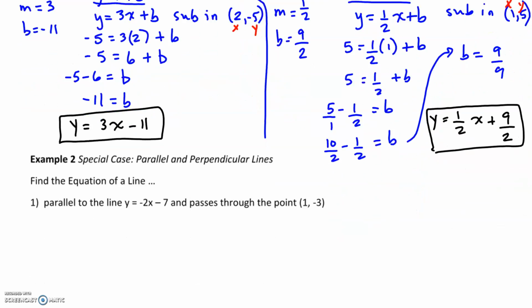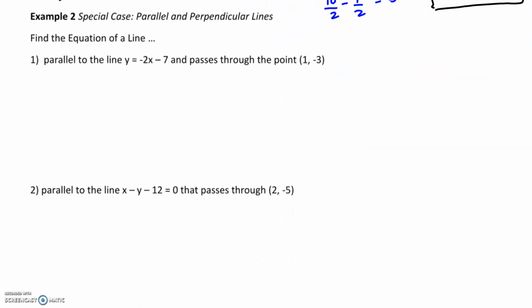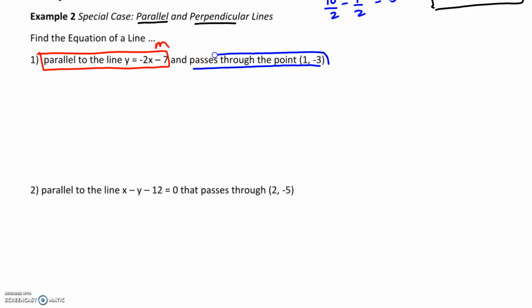So in example 2, the information to make the equation of the line is a little bit different. The slope is no longer given to us, but we still have a point given to us. So these are special cases that have to do with parallel and perpendicular lines. So we're still finding the equation of a line, and this time my line is parallel to the line y equals -2x minus 7 and passes through the point (1, -3). So this information here, that my line is parallel to the line, is going to help me find the slope. And this information here, that it passes through the point (1, -3), will help me find my y-intercept.